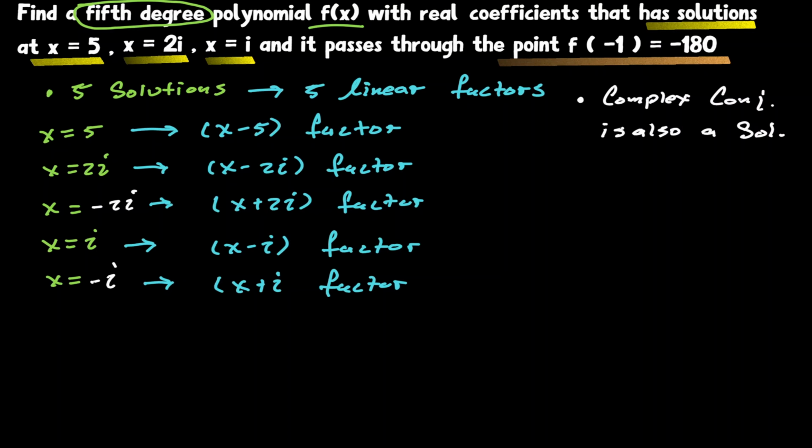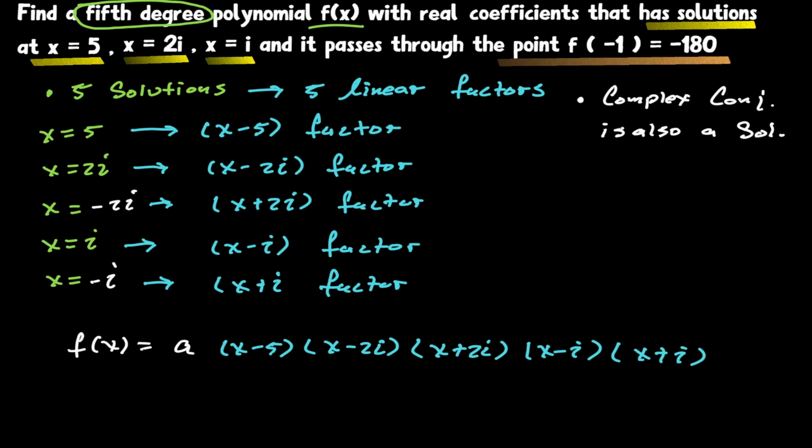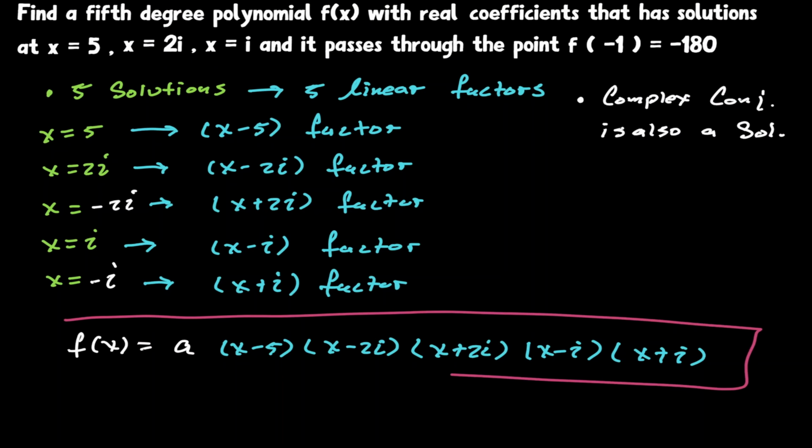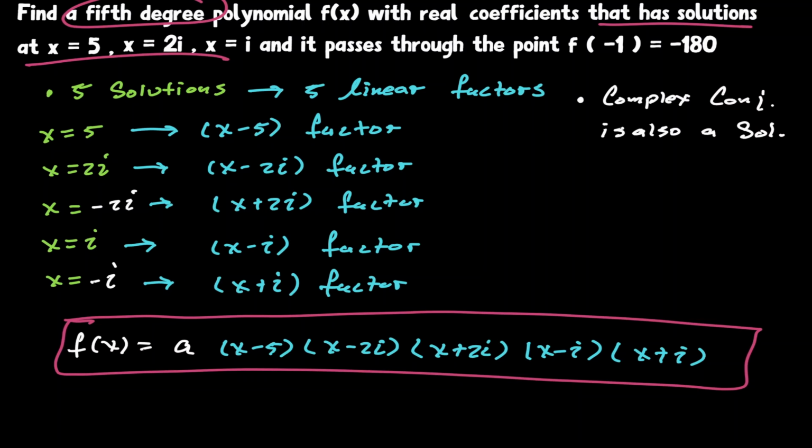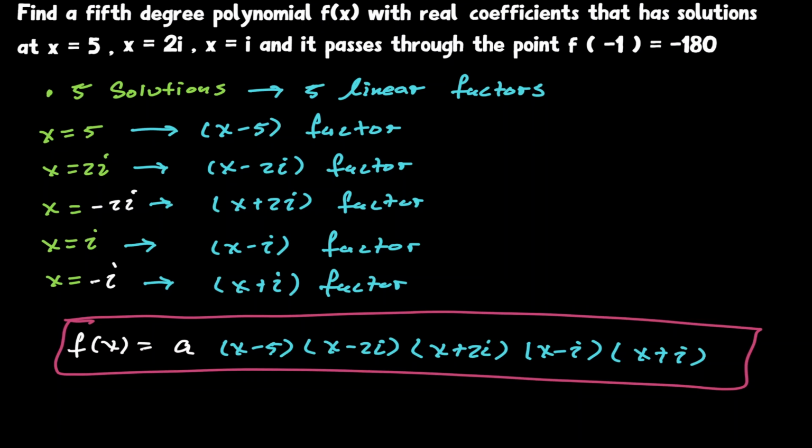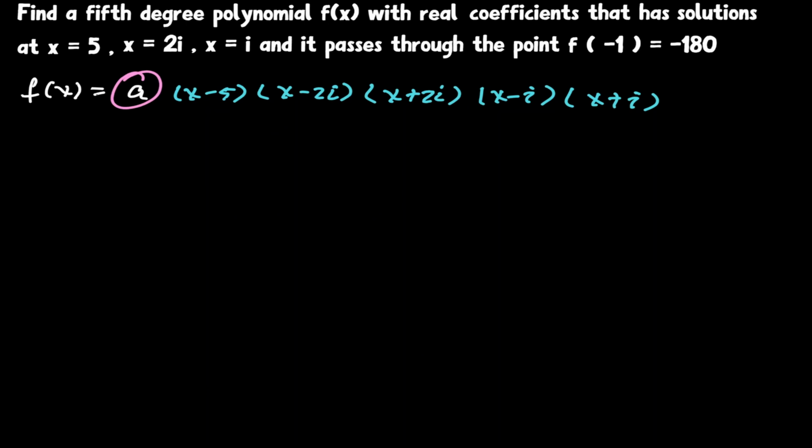With all this information, we can start defining our fifth degree polynomial. It is going to look like f of x equals our coefficient, which we do not know, so I'm going to leave it as a, times the multiplication of the 5 factors that we found. So when we just consider this function that we have here, we are going to define a fifth degree polynomial with the solutions of 5, 2i, and i. So let me erase some of my work to give myself some space to continue with the problem. We're going to take care of this coefficient in a second.